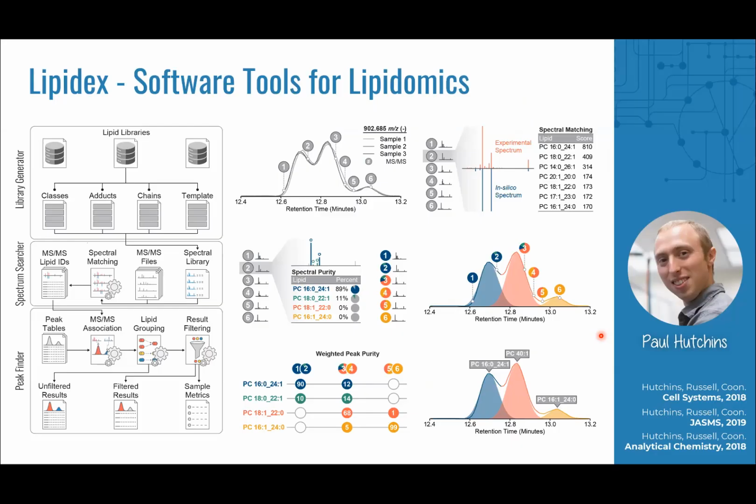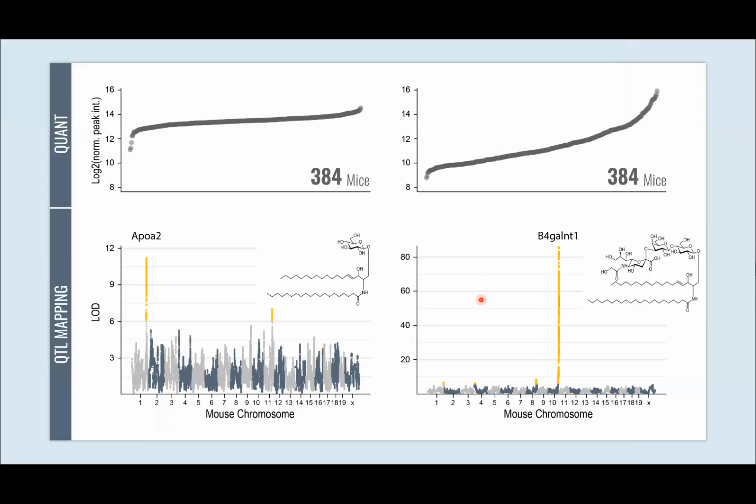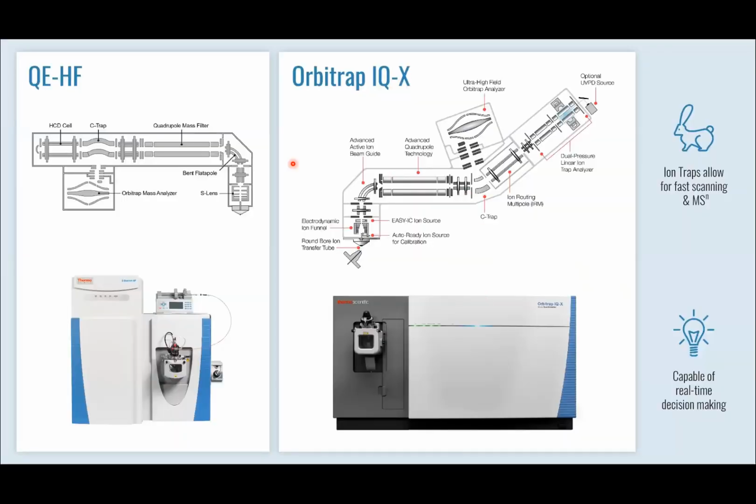So this fellow in my group, Paul Hutchins, wrote some tools to look at lipid data we call LipidX. I'm not going to go into the details of that, but basically it helps us determine which lipids are present and all of this information I just told you about by disentangling some of these and interpreting tandem mass spectra. Okay, we're going to skip this project in the interest of time here and go straight to this one.